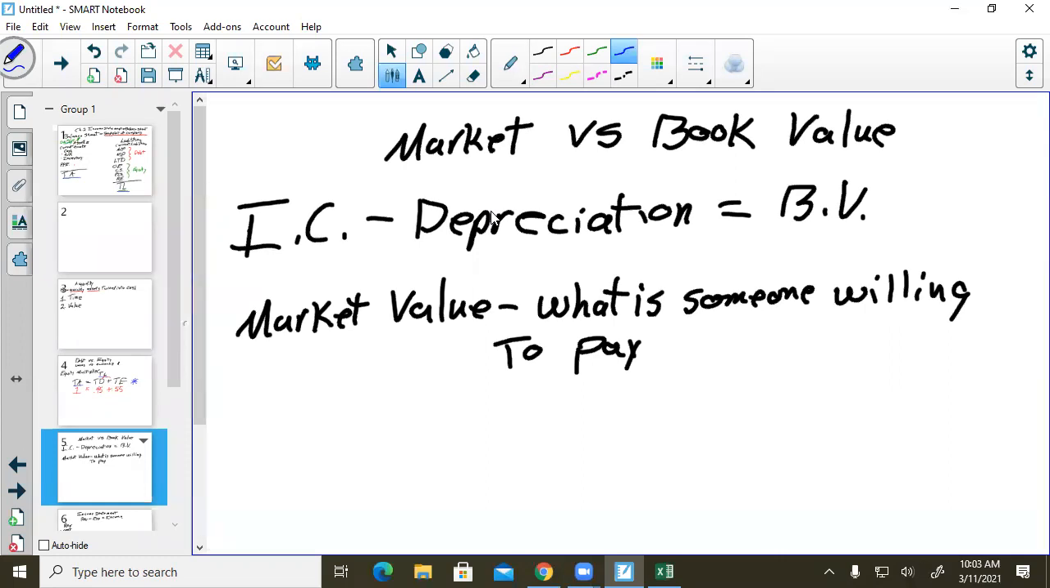So with market value, think about finance. Are we worried about book value or market value?